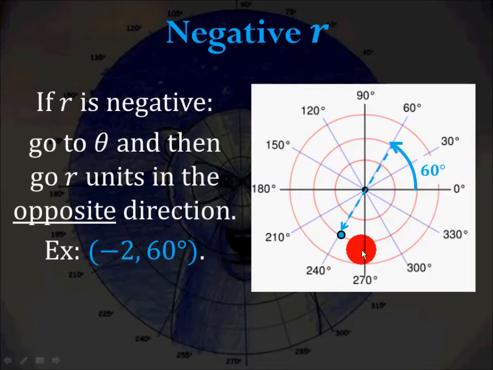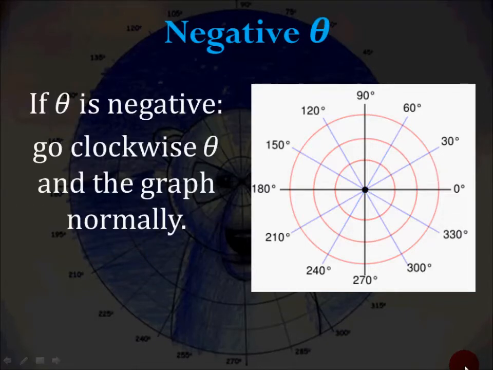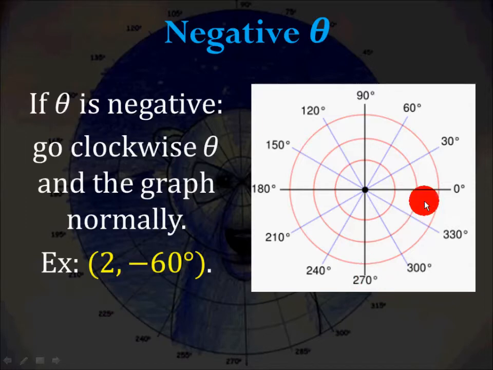So if you have a negative R, you're going to do the normal thing with the angle and the concentric circle 2 units away, but instead you're going to go in the opposite direction. So this is now negative 2 units from the center at an angle of 60 degrees. You can also have a negative theta. If theta is negative, you're going to go clockwise theta degrees and then just graph normally. If you had the coordinates 2, negative 60 degrees, you would still pick the second concentric circle, but now you would go clockwise 60 degrees, and you would leave your point there 2 units away from the pole.